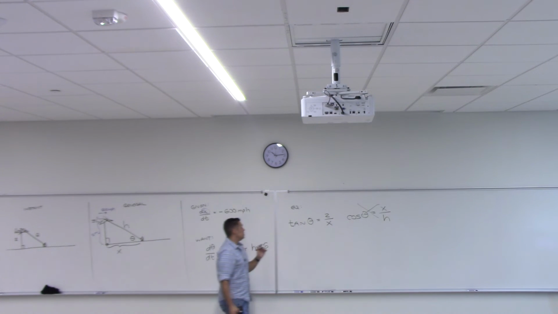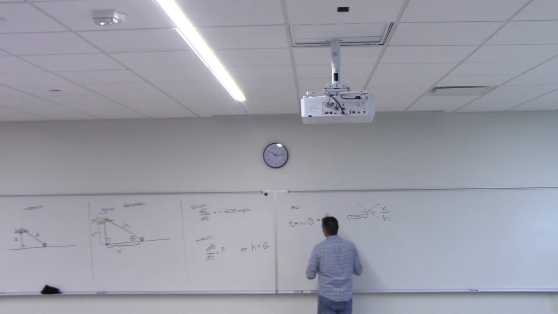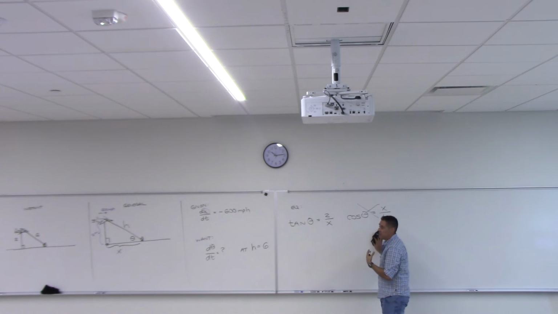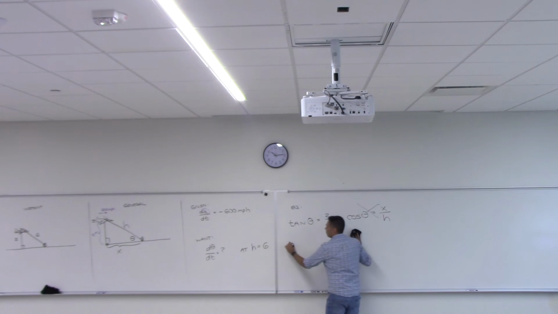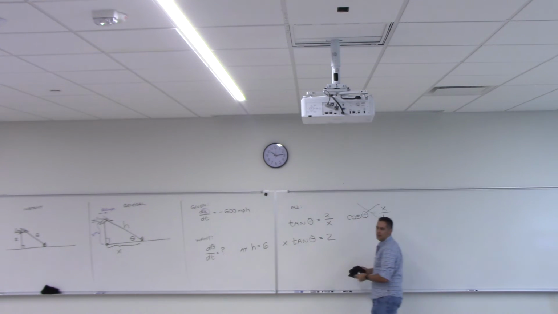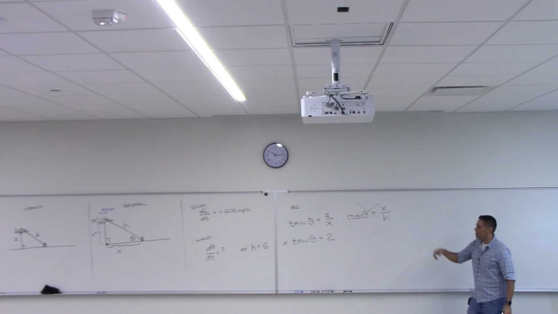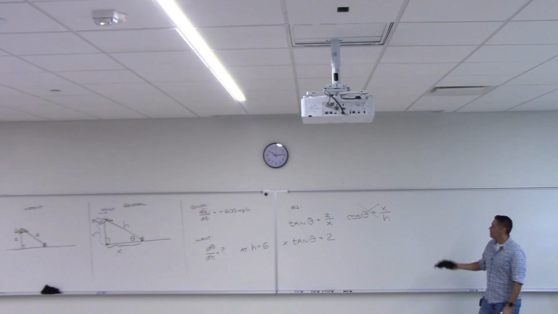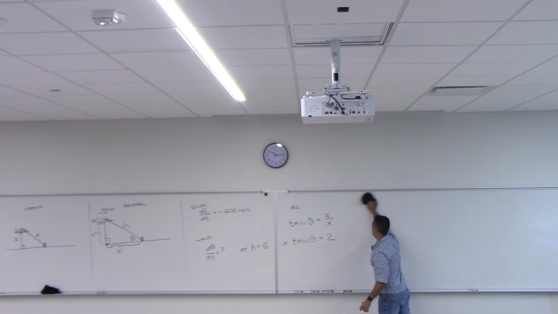Now here's what I'm going to do to differentiate this. There are different ways you can differentiate this. Here's how I'm going to do it. I'm going to multiply both sides by x first. That is an optional step, but I like it. All I did was multiply both sides by x. Now I'm going to do the implicit differentiation.